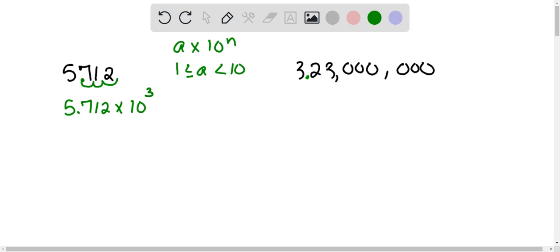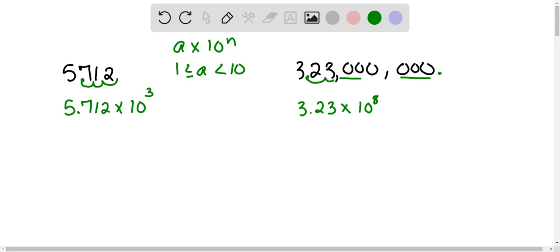For the number on the right here, I got 3.23 is going to be my number. I'm going to drop all those zeros. And then I'm going to write my exponent again. It starts here. It's going to move 3, 6, and then 7, 8. So this is going to be 3.23 times 10 to the 8th.